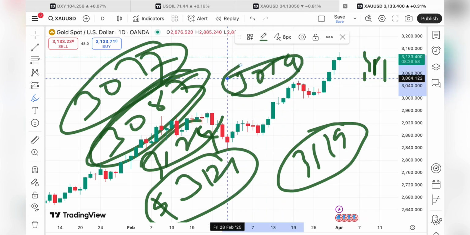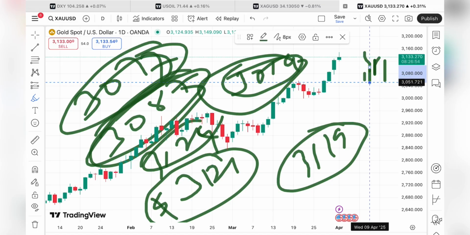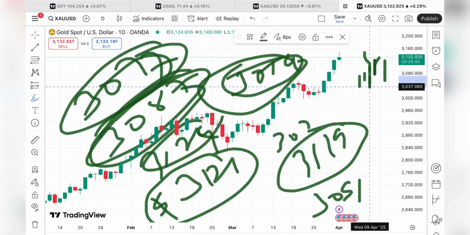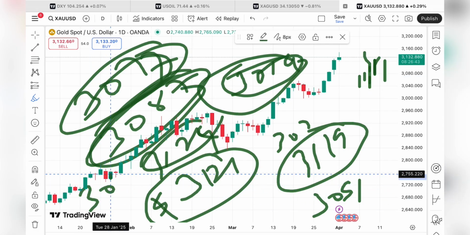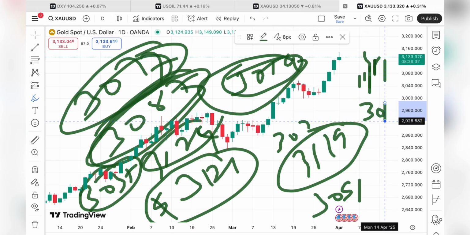After 3077 we can see a level of 3059, and from there a level of $3051. If the price starts falling below 3051, a probability of touching 3038 we can see, and from there a further fall we can see towards a level of 3037. Okay, if the price moves below a level of 3037, chances are high it will touch a level of 3019. Okay, and then a further fall.